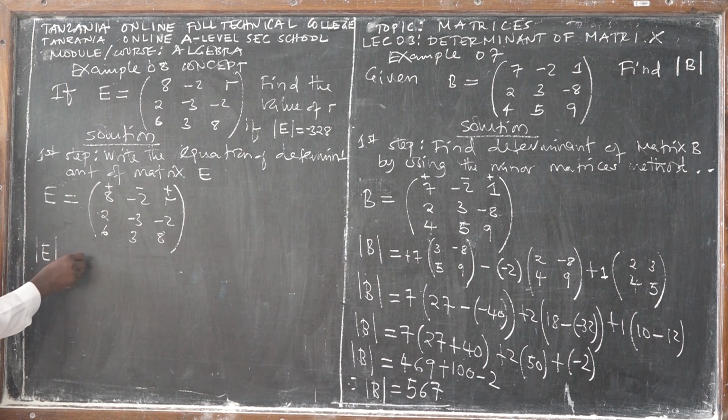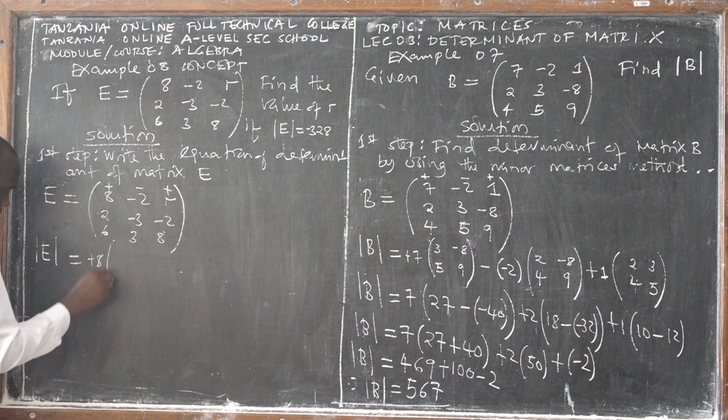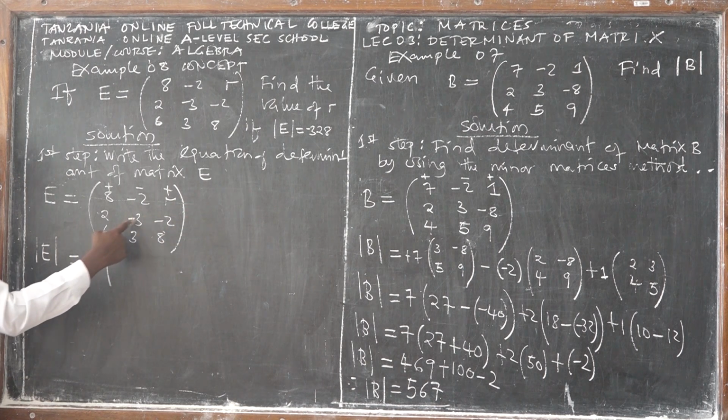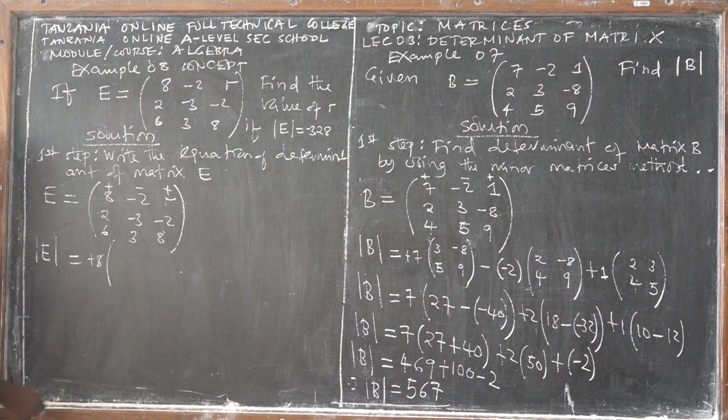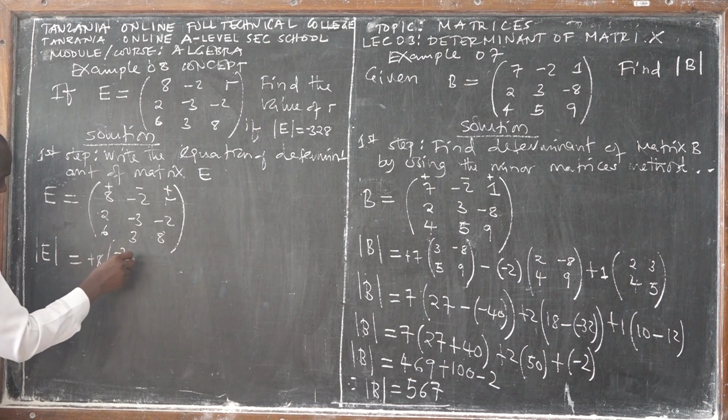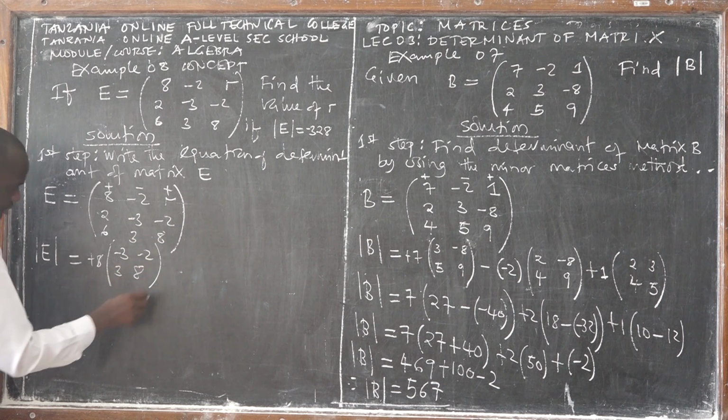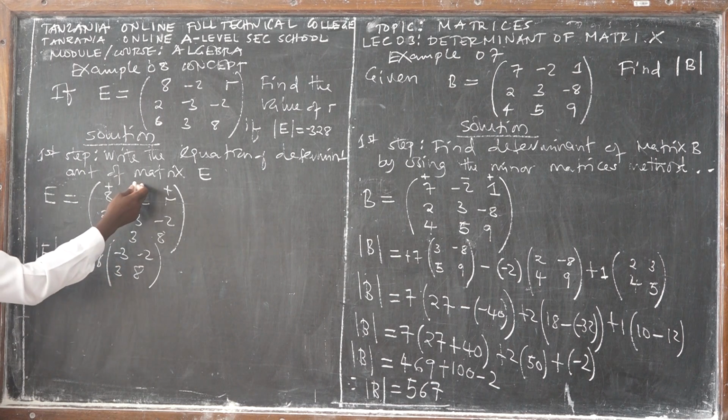We have to use the concepts of minor matrices. Right? So minor matrices, we start with this first element, which is positive 8. Then we are going to formulate the first minor matrix. How? We delete the elements of the first column and the first row. What remains? -3, -2, 3, 8. Just like this. Okay?